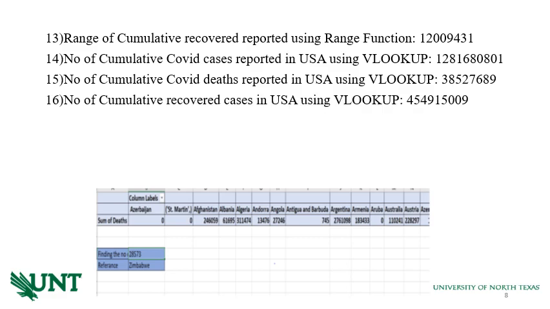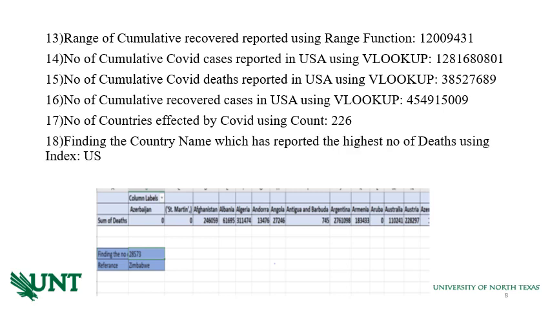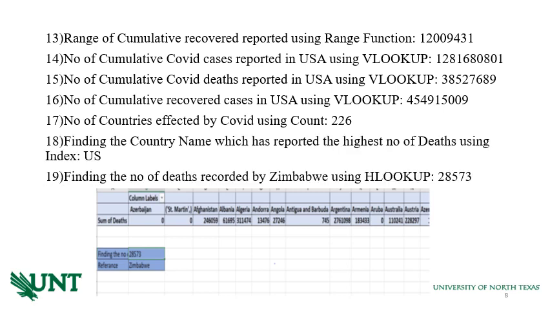Using the VLOOKUP function, I found the number of cumulative cases reported in the USA, because after doing this analysis I observed that the USA has recorded the most number of cases. I have used the VLOOKUP function as well as the HLOOKUP function to find the number of cases recorded in different countries. The detailed report with the formulas and everything is in the Excel file being shared.